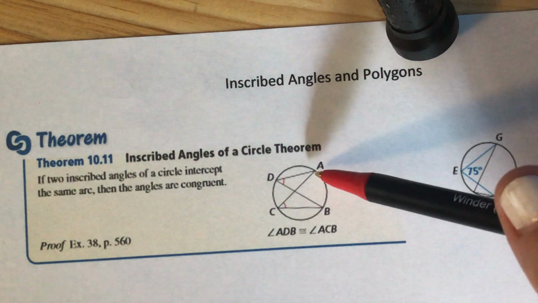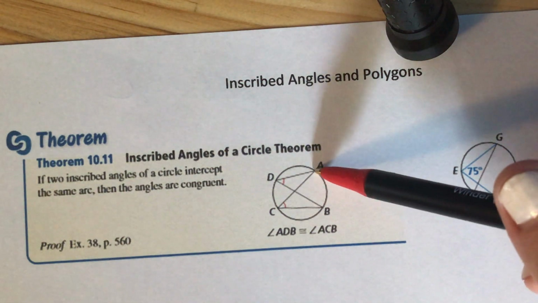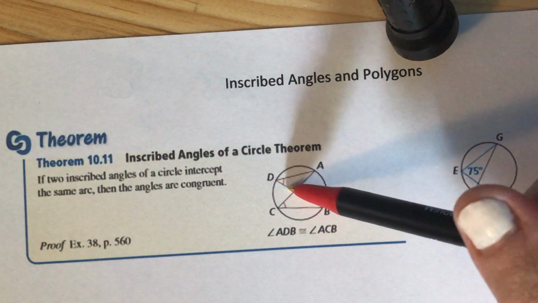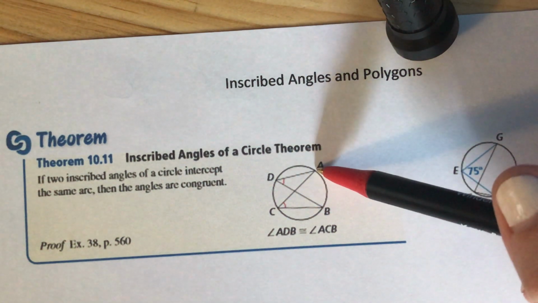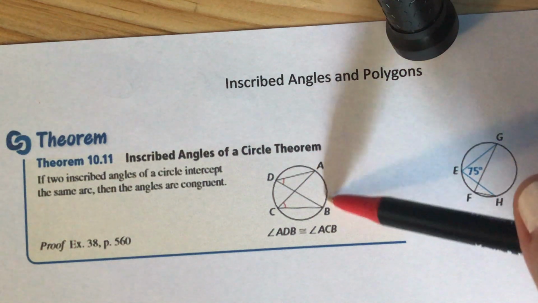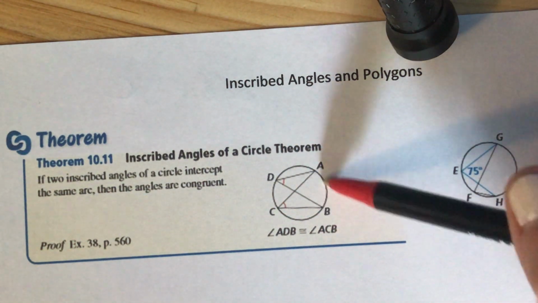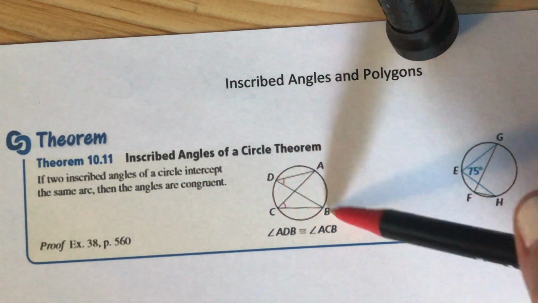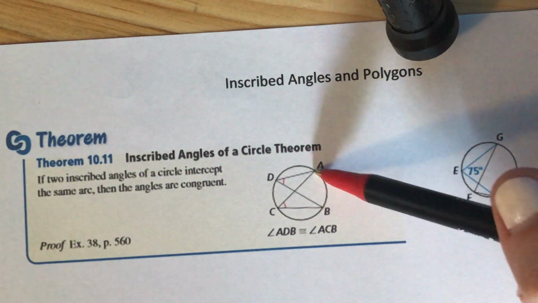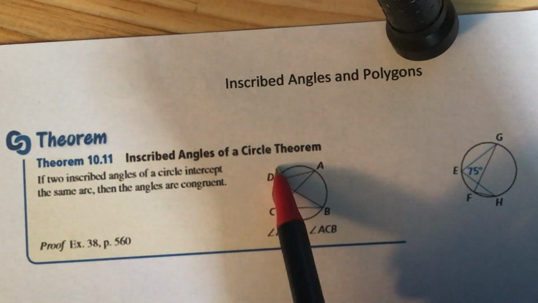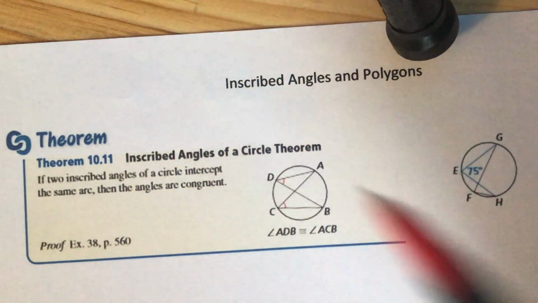But if I already know that these two angles are intercepted at the same arc, which is AB, right? Angle C is intercepted at AB, and angle D is intercepted at AB. This arc is going to be the same, which means that these two angles are also going to be the same. So that's what the inscribed angles of a circle theorem means.